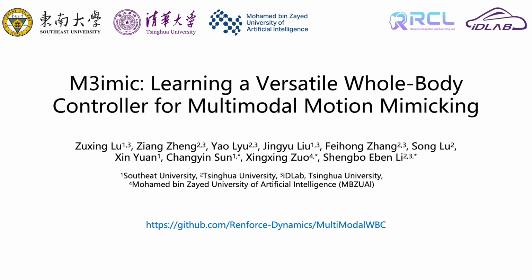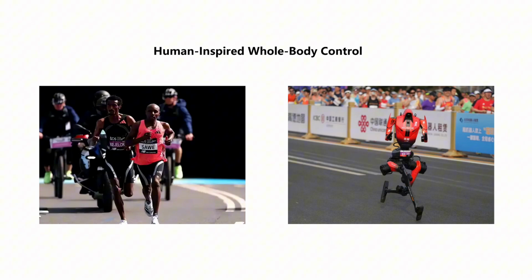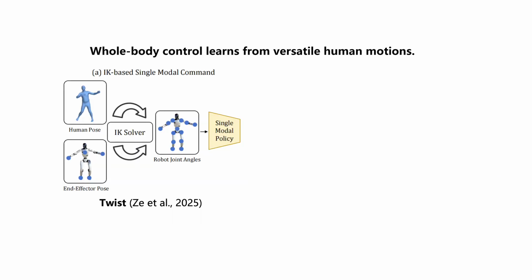Everyone. Today we present our work, M3Mimic: learning a versatile whole-body controller for multimodal motion mimicking. Humanoid whole-body control is a key pathway for legged robots to achieve human-like motion capabilities. Existing approaches mainly learn motion patterns from diverse human motion data to acquire flexible motor skills by motion tracking.